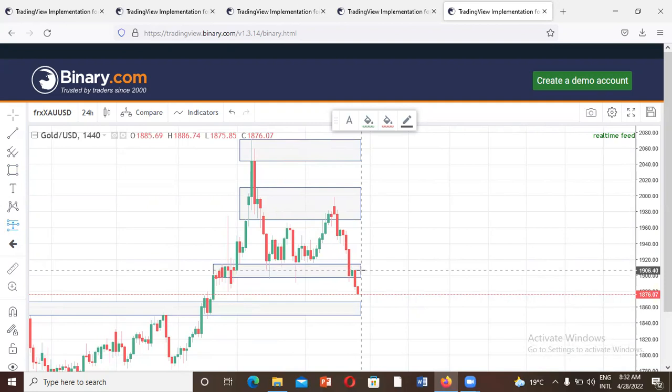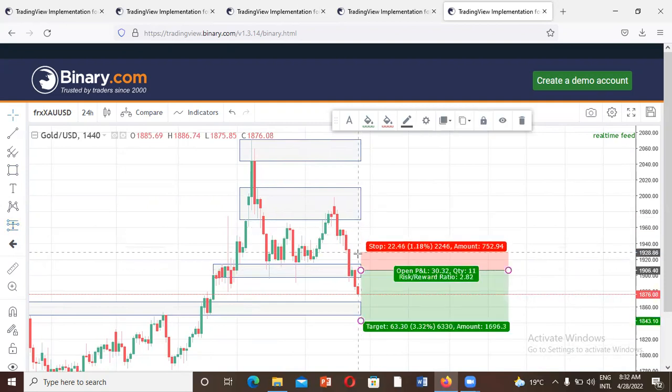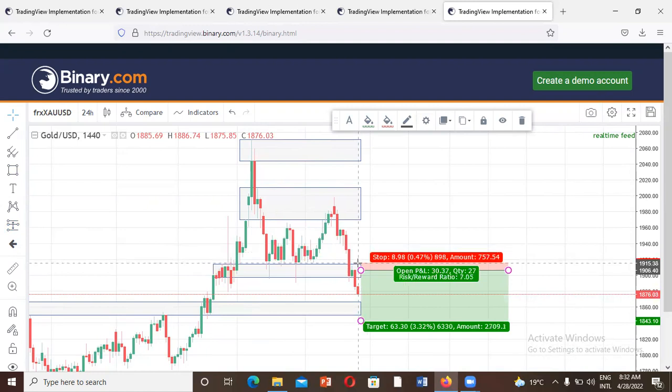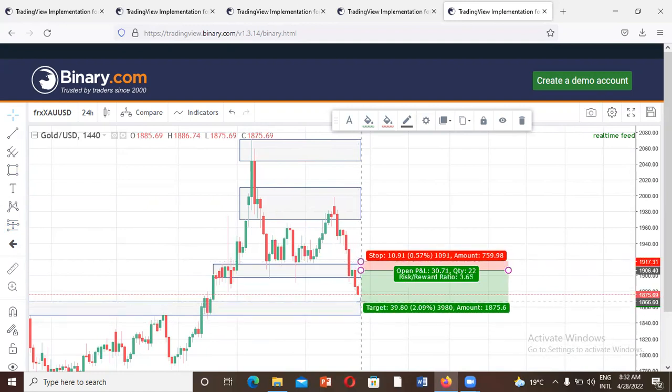On the retest, put your stop loss here, which would be, let's say, 10 pips, and here. So that gives you, and guys, this is a very nice tool. It tells you the pips and the percentage you're going to risk, the risk to reward. So this is 3.65 to 0.5, which is a good thing.